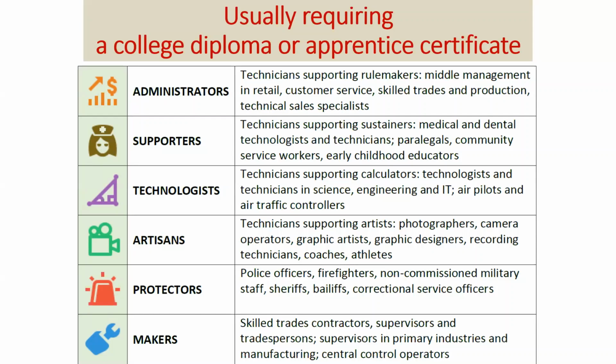Supporters similarly line up with sustainers. They're also in the health and social categories, education and social categories. So we have technologists and technicians, paralegals, early childhood educators. Technologists also parallel those calculators. They're the technologists and technicians in the STEM categories. They're the drafts people, the engineering assistants, and also other occupations like air pilots and air traffic controllers.